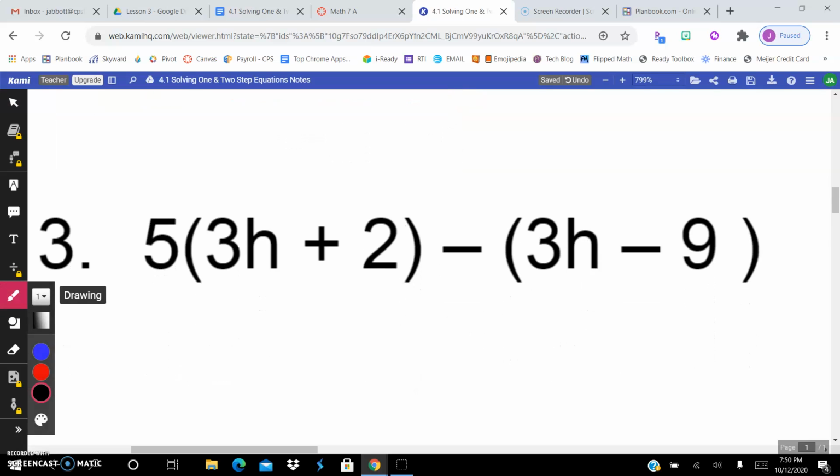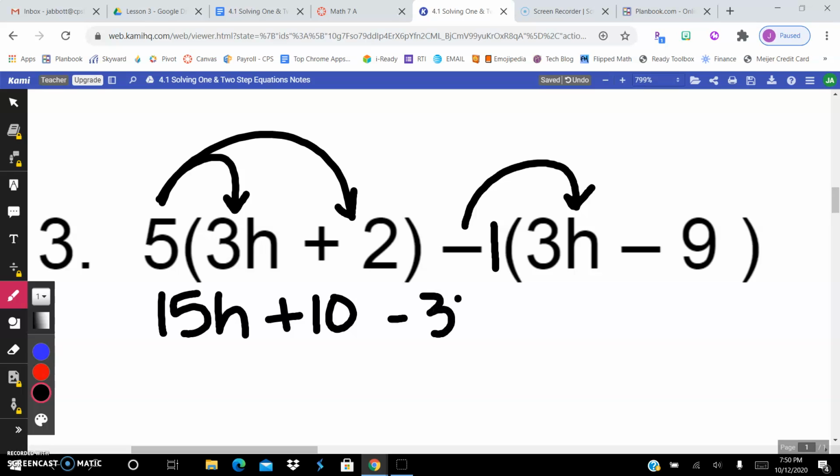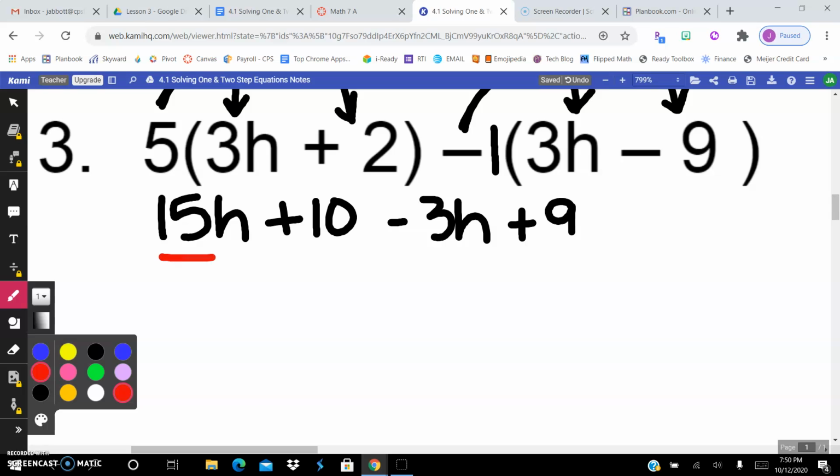This one has two things to distribute. The first one is the 5, so it gets distributed inside of this parenthesis. 5 times 3 would be 15h, and 5 times 2 is 10. Then over here, this minus sign, there's not a number in front, it's really a negative 1. So negative 1 times 3h would be negative 3h, and negative 1 times a negative 9 would be a positive 9. And then we can put like terms together.